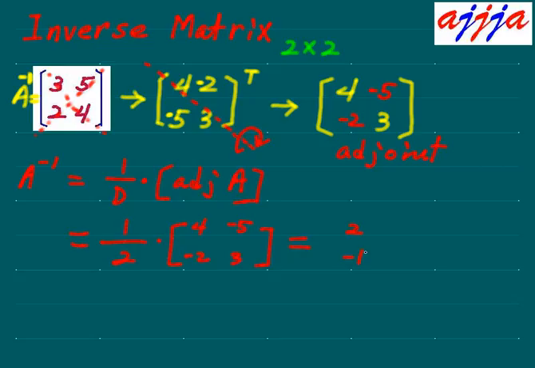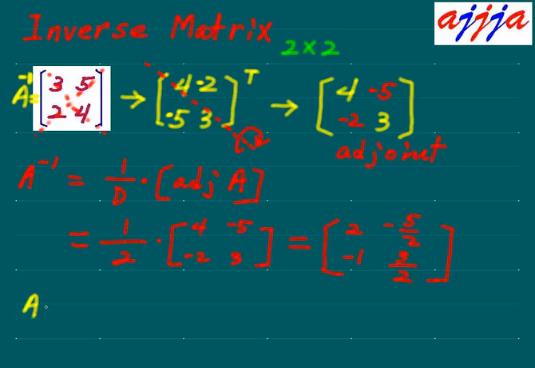This one, negative 1. What about this one? Negative 5 over 2. This one, 3 over 2. That's it. This one is the inverse. Fantastic.